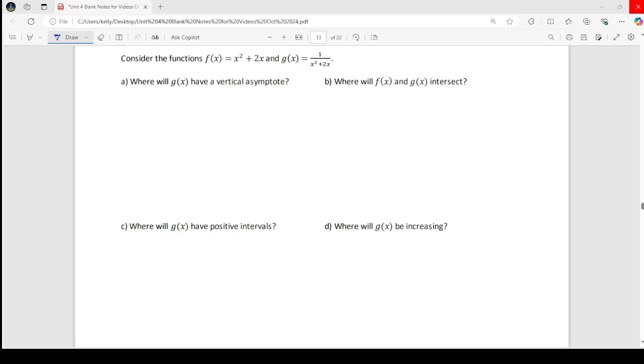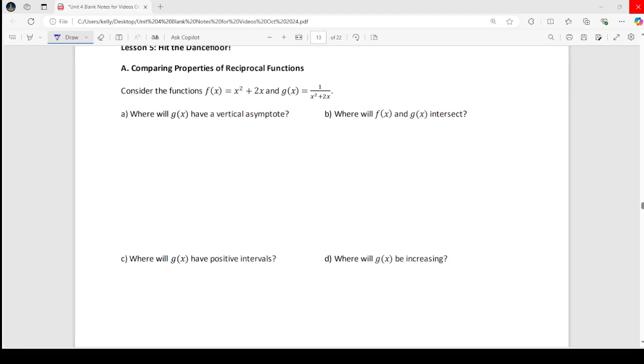Let's keep adding to our knowledge of the 4 skills in this unit. So comparing properties of reciprocal functions, let's do this algebraically, so without a graph. Where g is the reciprocal of f, where will g have a vertical asymptote? This will be when f equals 0.